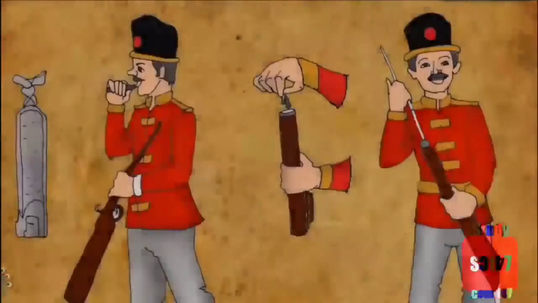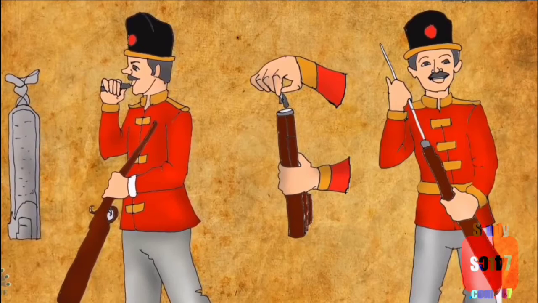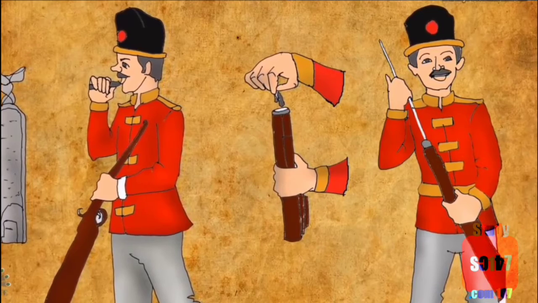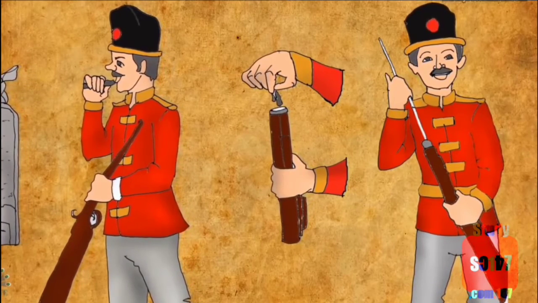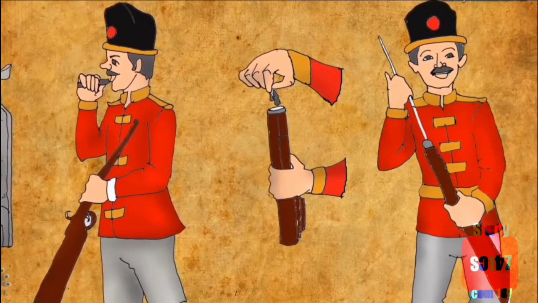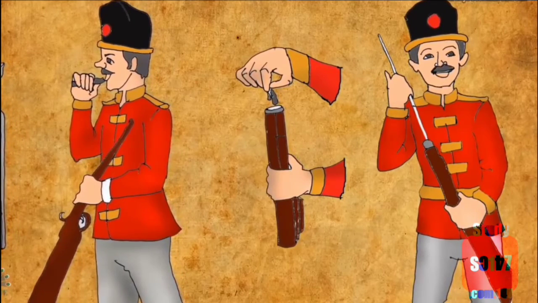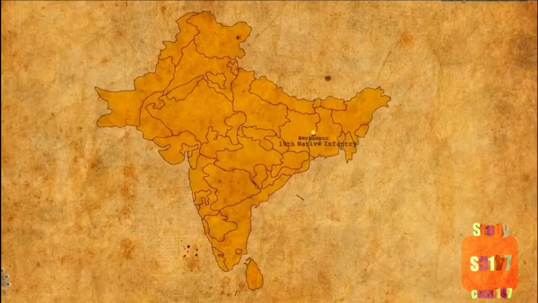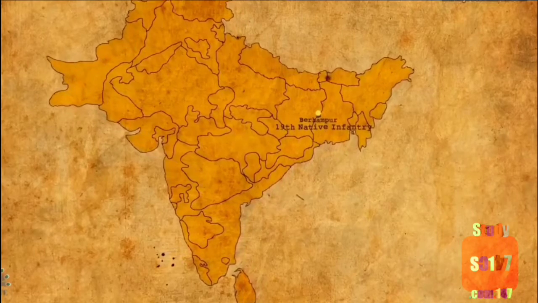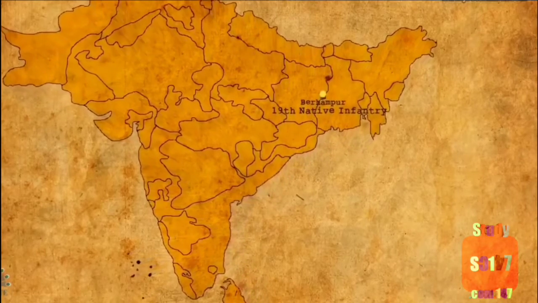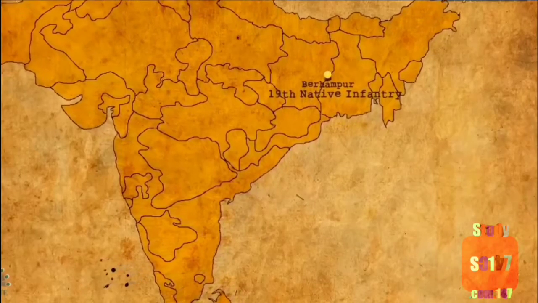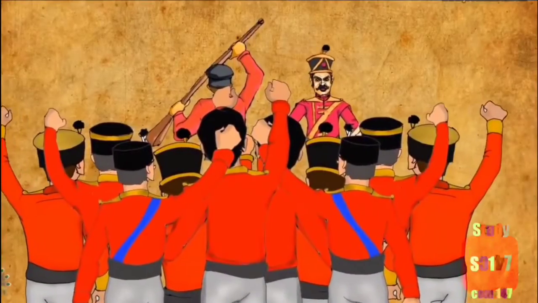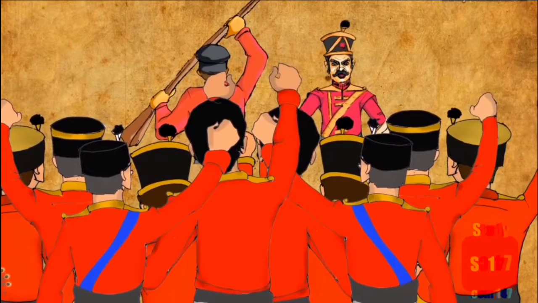However, the flashpoint was reached when the soldiers were asked to bite off the paper cartridges for the newly introduced Enfield rifles, which were reportedly greased with beef and pig fat. This was against the religious beliefs of Hindu and Muslim sepoys. In February 1857, the sepoys of the 19th Native Infantry at Berhampore refused to use the newly introduced Enfield rifles and broke out in mutiny. The infantry was disbanded in March 1857.